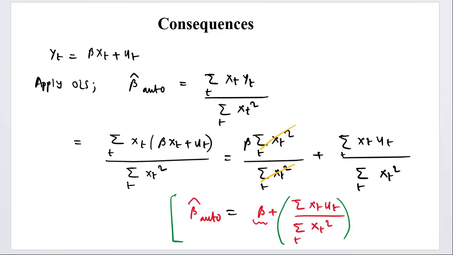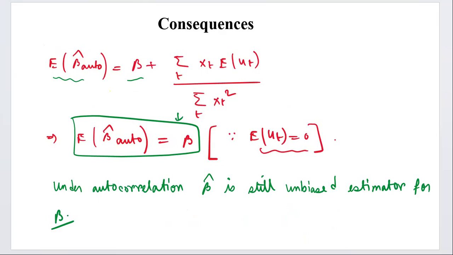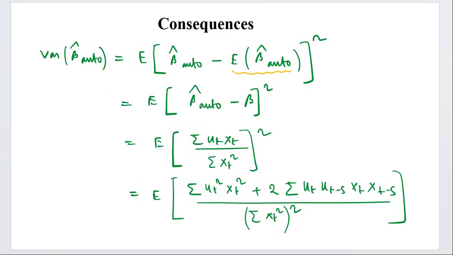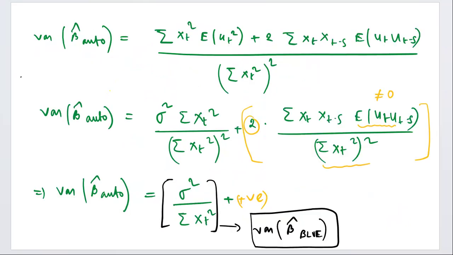Then you can verify the properties of the estimators under autocorrelation. Here you have only one estimator, beta, the only parameter that you want to estimate. For that, I defined this beta cap auto, and I have shown that this is still an unbiased estimator. As I told you, the consequences under autocorrelation were that the estimators will be consistent, unbiased, but inefficient. This is the unbiasedness, consistency is holding, and this is how you define the variance.